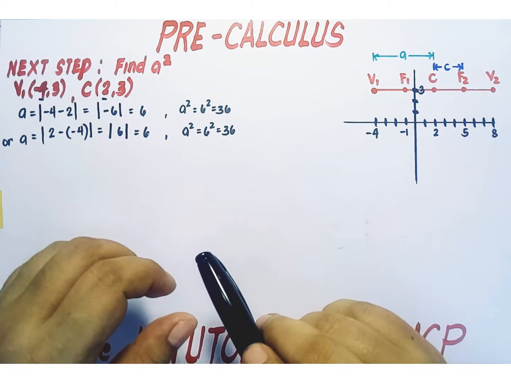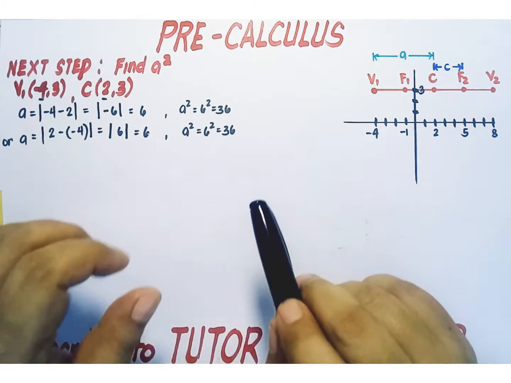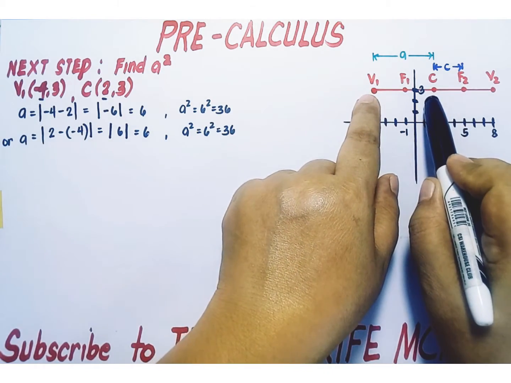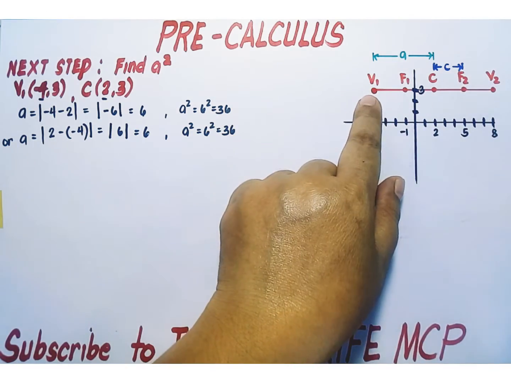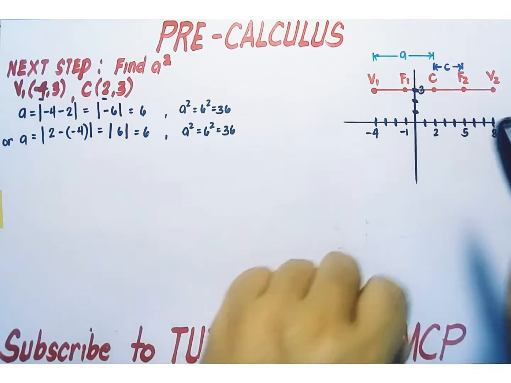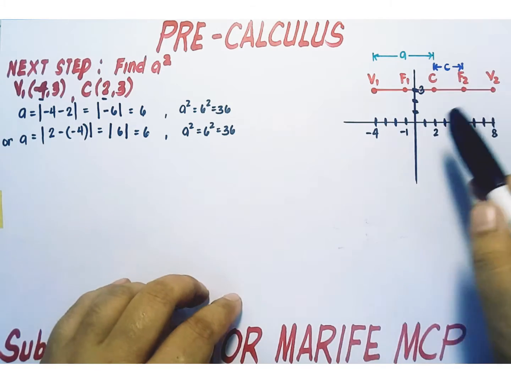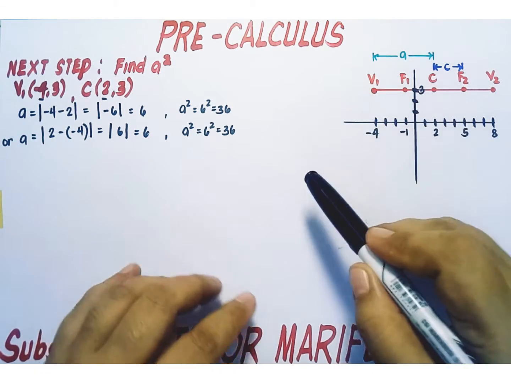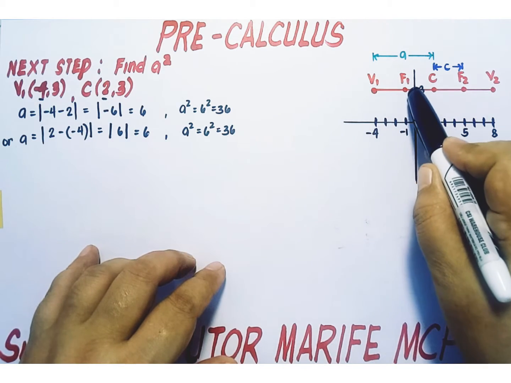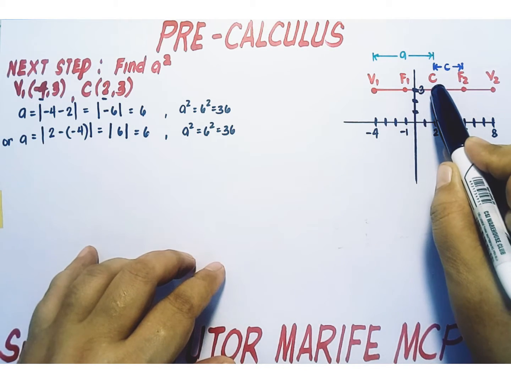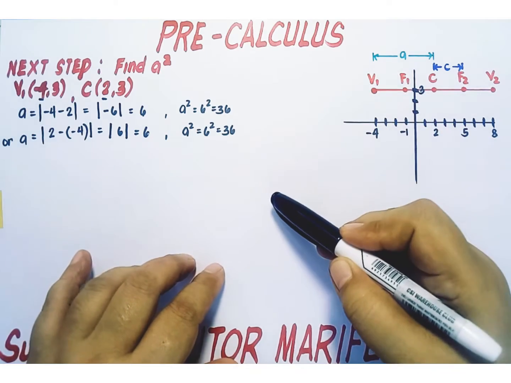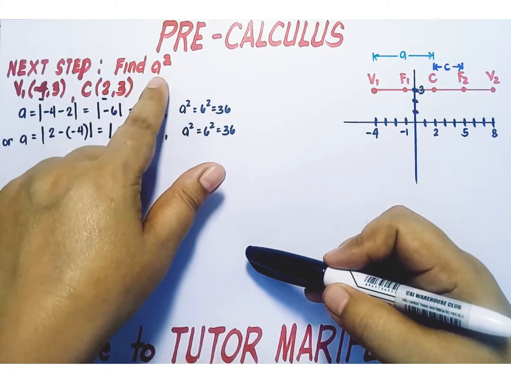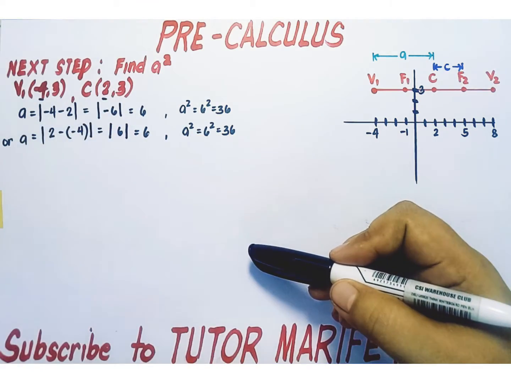Another way of finding a is by considering that a is the distance between the center and the vertex of the ellipse. Let's consider the first vertex and the center of the ellipse. By inspecting the graph of the major axis, the distance between the first vertex and the center of the ellipse is equal to 4 units plus 2 units equals 6 units. Again, a is equal to 6 and a squared is equal to 6 squared or 36.